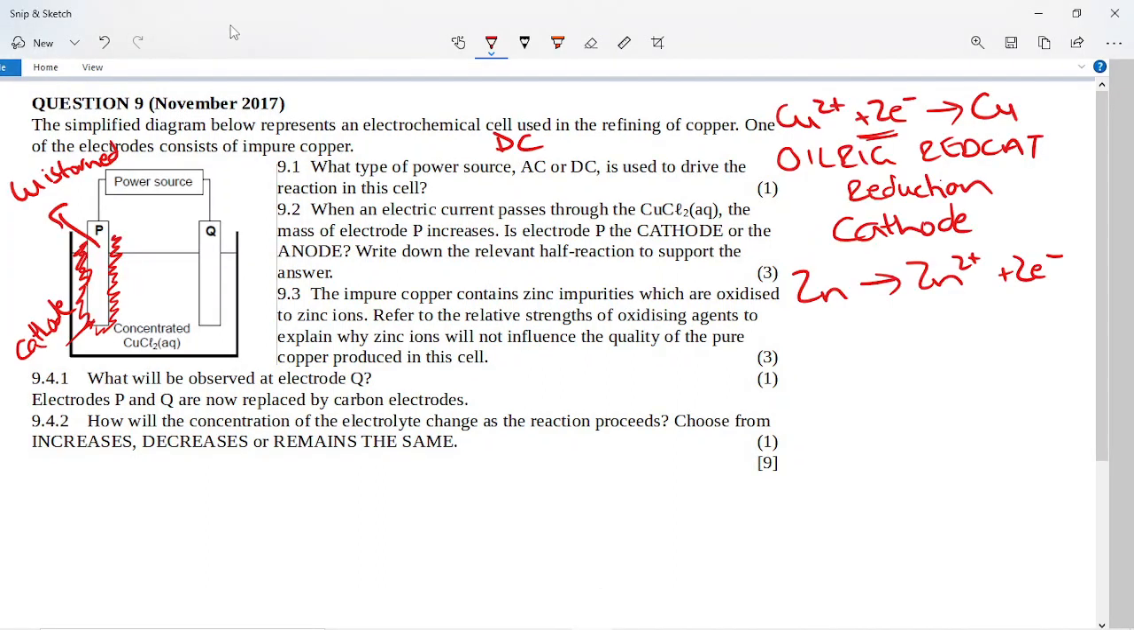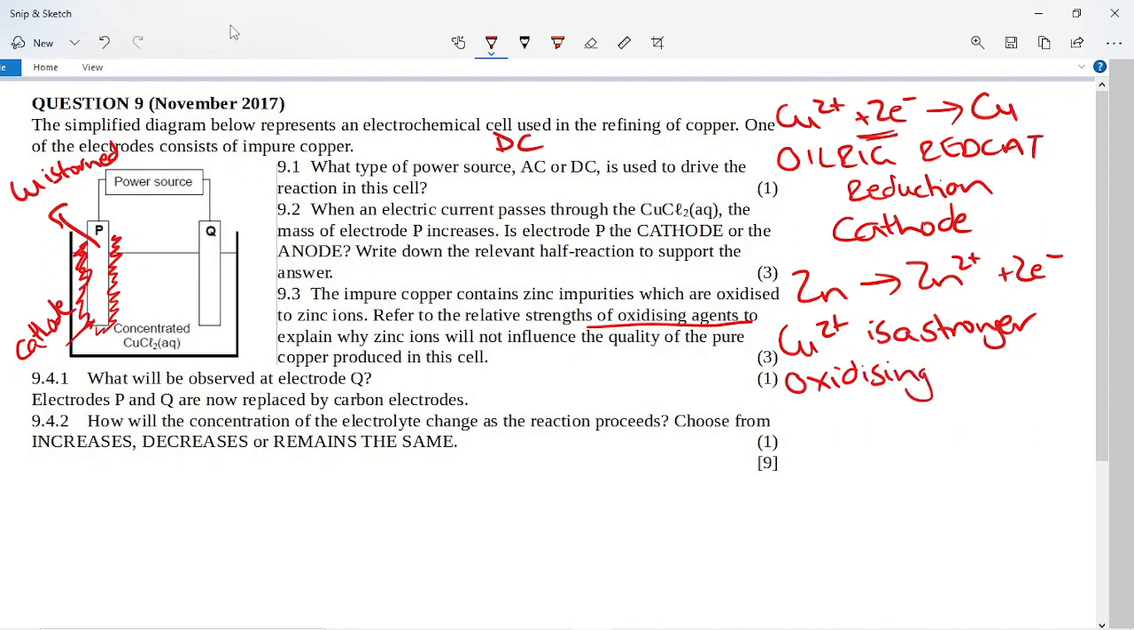Okay, the left-hand side of the table, because it says refer to the relative strengths of oxidizing agents. So the two things that are on the left-hand side are the Cu2+ and the Zn2+. According to the arrows, the Cu2+ is higher up, so it is a stronger oxidizing agent. Make sure you say the copper 2+ ion, not the copper metal. The copper is on the right-hand side. It is not the oxidizing agent.